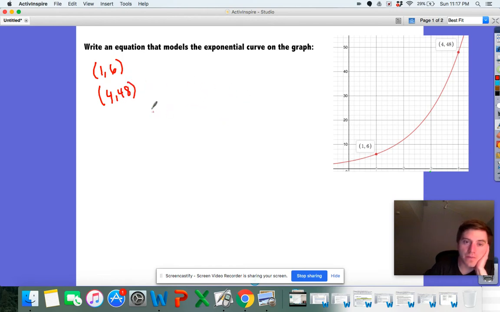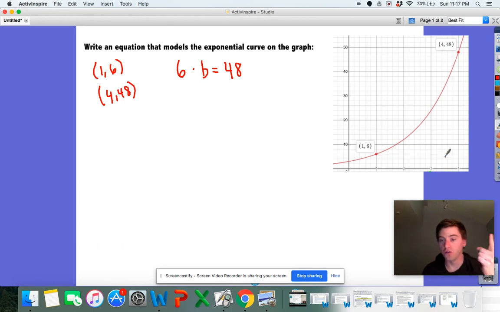Okay, so again, we're going from 6 to 48, right? So I took 6 and I multiplied by b to get to 48. Well, how many times did I multiply by b? This is at 1, and then 2, 3, 4. So 1, 2, 3, 4, that's 3 times. So I multiplied by b 3 times to get to 48. That's all it's saying. Take 6, multiply by whatever the number is 3 times to get to 48. I know that because it took 1, 2, 3 steps, right? From 1 to 4.